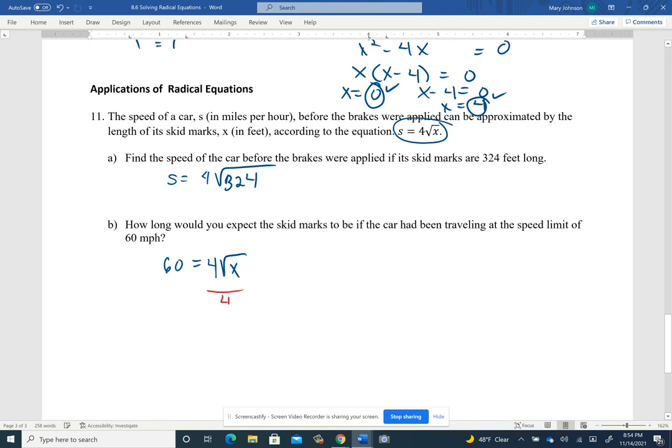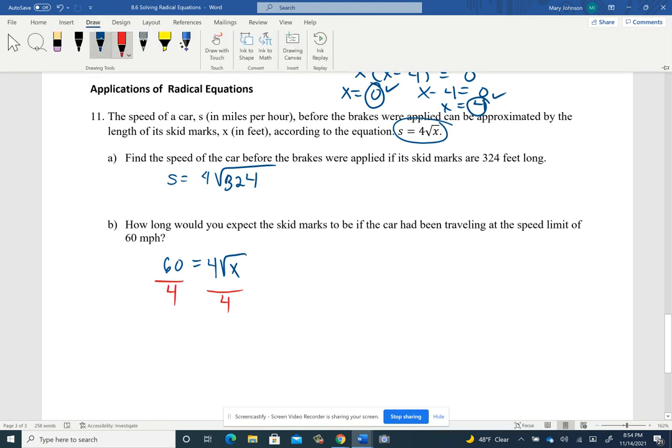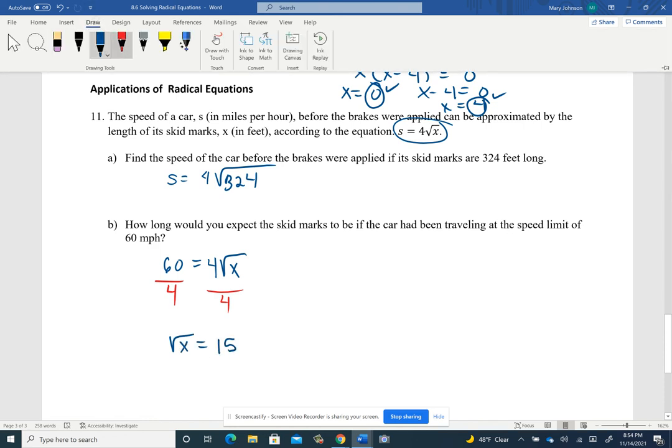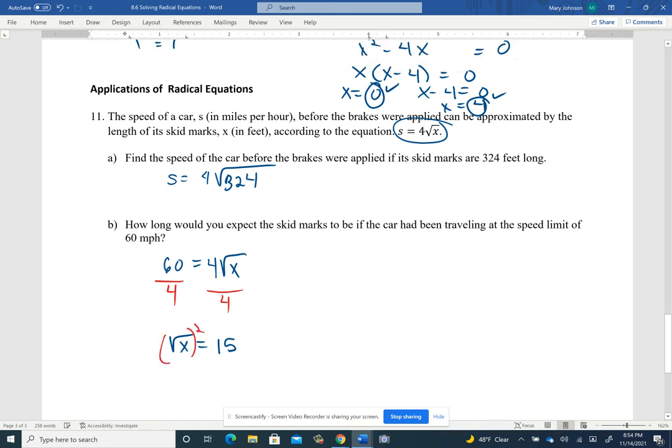I would divide by 4 to get the radical by itself. So I'd wind up with the square root of X equaling 15. And so then I could square both sides, and I'd wind up with X equaling 15 squared. I think that's 225. Okay. And the units are feet. So we would expect the skid marks to be 225 feet.